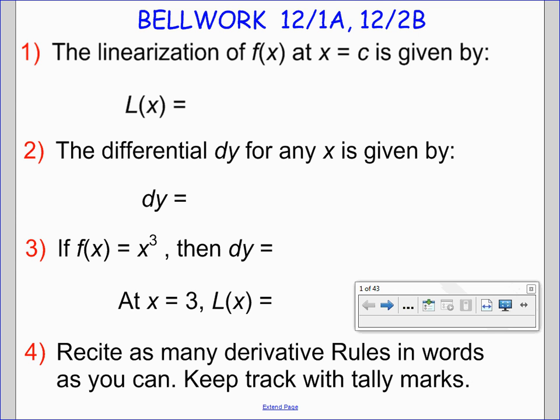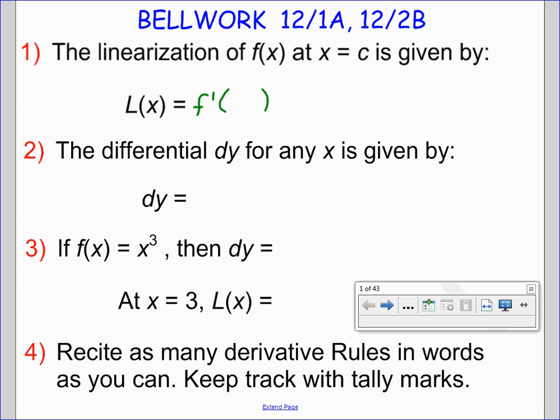Okay, so let's go ahead and get going with our Bellwork today. The linearization of f of x is simply a tangent line to the curve at a particular x value. And we know all about that. We just have new packaging. So now instead of calling it y equals, we'll call it L of x equals for our linearization. It's a line whose slope is given by f prime.